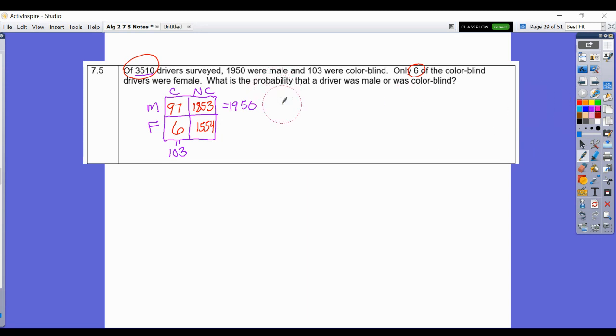So what is the question? What's the probability that a driver was male or colorblind? Okay, so let's figure this out. What's the probability that they were male? Well, how many were male? 1950 out of the total, 3510. How many were colorblind? Colorblind is 103 out of the total.